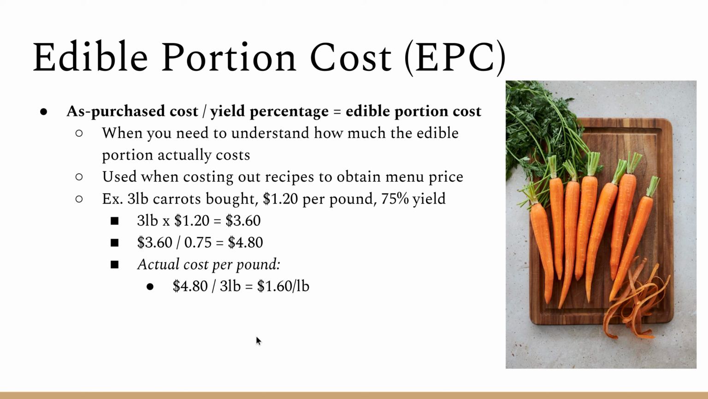To calculate the edible portion cost, so this is the actual cost per pound, including the trim, this requires us to take our as purchased cost and divide it by the yield percentage, and that accurately prices the edible portion for us. This is used to help cost out recipes to obtain a more accurate menu price, so you are charging for any loss that you experience in the prepping process.